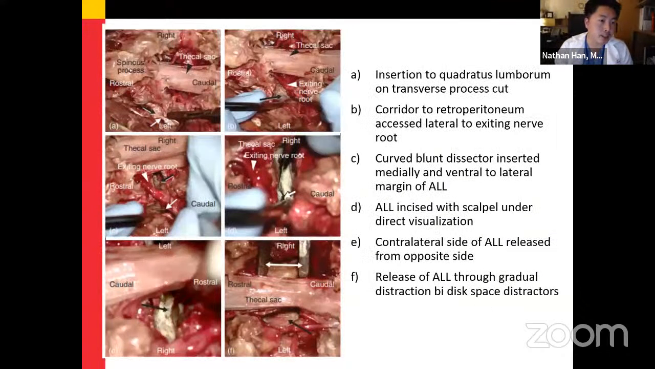This was a figure demonstrating this direct approach, where the white arrow here is the transverse process and where the quadratus lumborum attaches to it. And once you dissect that off, you can see the lateral part of the disc space, and they're able to place a blunt dissector anterior to this ALL ligament and the disc space for protection. And under direct visualization, they were able to incise this ALL and repeat that for the same method in the opposite side. And once with this complete release of ALL with the scalpel, then they're able to sequentially dilate and further separate that anterior column.